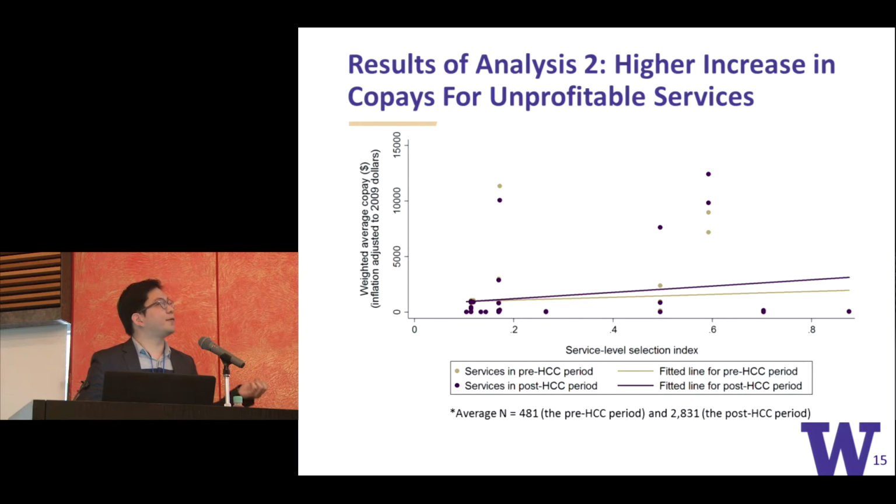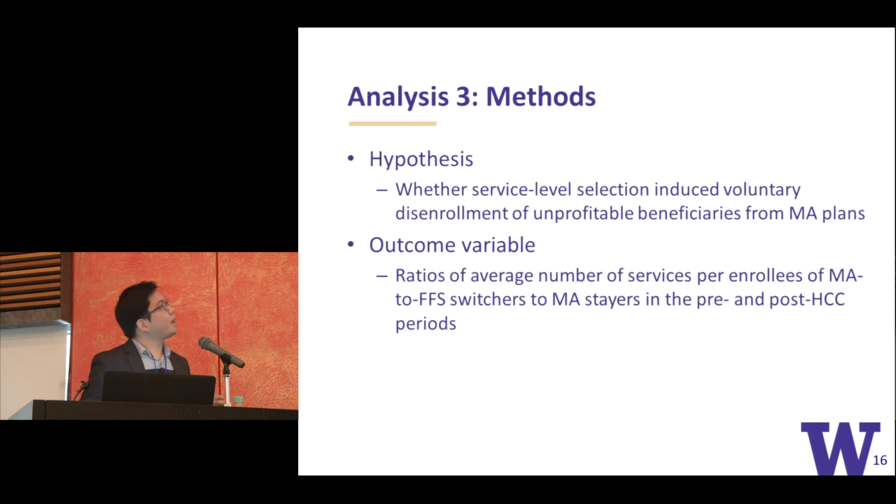Co-pay more for services with a higher service level selection index means more unprofitable services, compared to services with a lower service level selection index, which means less unprofitable services. And then to examine whether service level selection induced unprofitable people to switch out of MA plans voluntarily, I estimate the average number of services per enrollee for two different populations: people staying in MA plans next year and people switching to FFS plans next year.